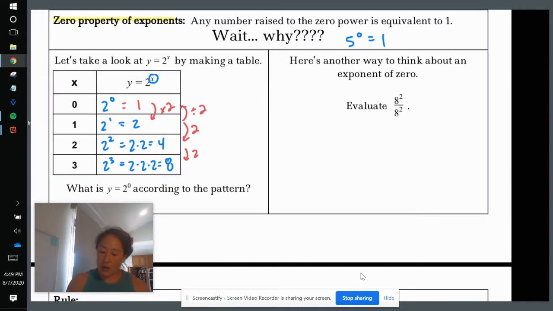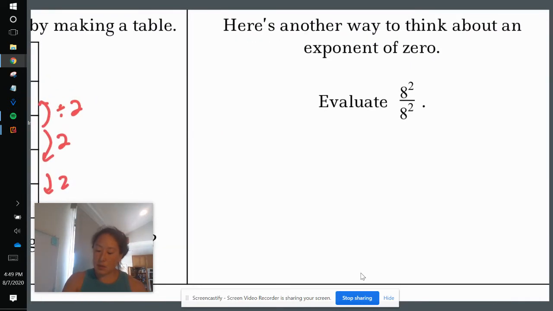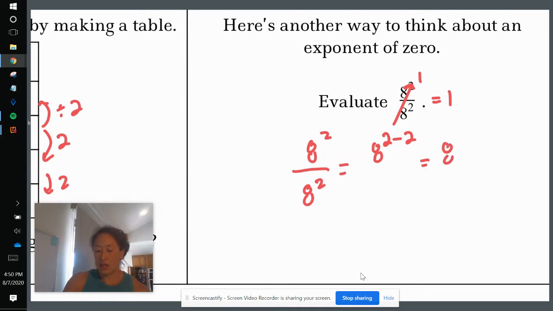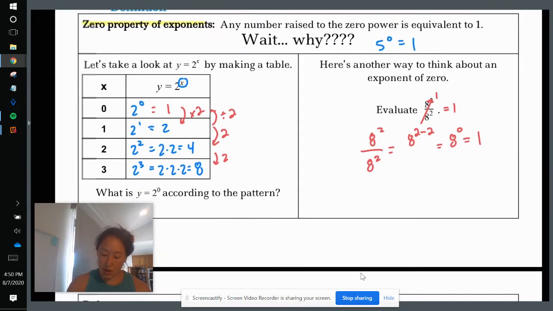I know from yesterday that my exponent rule, what is 8 to the second power divided by 8 to the second power? Remember, anything divided by itself gives me 1. But 8 to the second power over 8 to the second power, how can I simplify that? Remember yesterday, this is 8 to the second minus the 2 from the bottom, giving me 8 to the 2 minus 2, which is 0, still means it's equal to 1. Booyah! Okay, so anything to the 0 power is equal to 1.